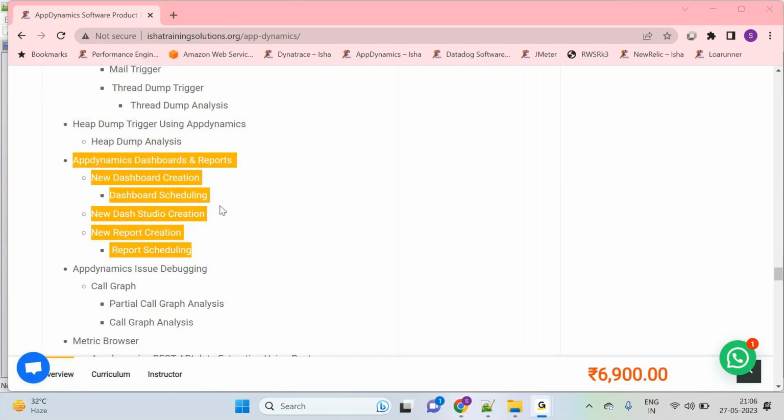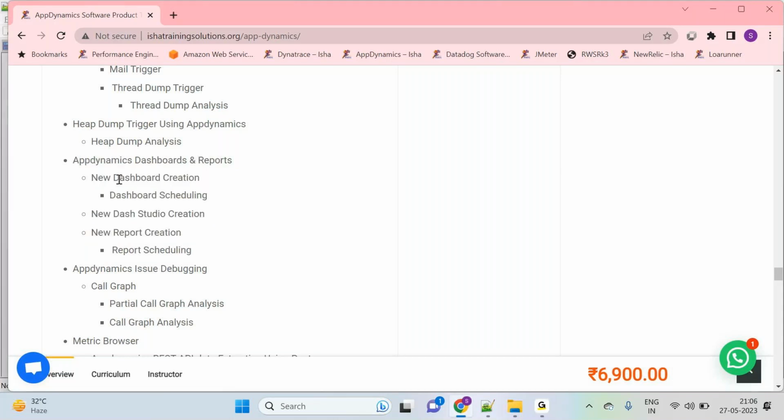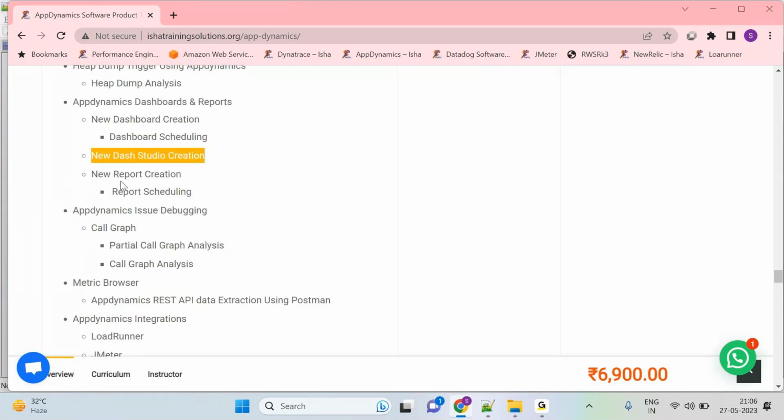Why do we usually create a dashboard? We want to bring all the data into a common dashboard: app level data, DB level data, infra level data, user experience data, everything. Why? Because we don't want to go to each and every tab and do the investigation. Instead, you create one dashboard. Within the dashboard, we are going to get all the details, so that your investigation will be a little easier. That is the reason we are using this dashboarding concept. So we are going to see how to create it, how to schedule it, and there is one more concept called dash studio creation, or report creation, report scheduling. All those things we are going to discuss.